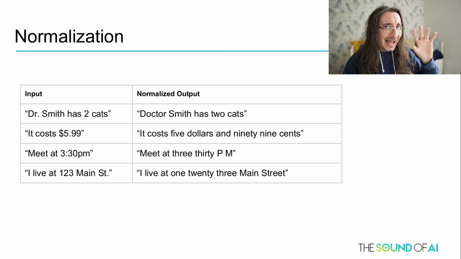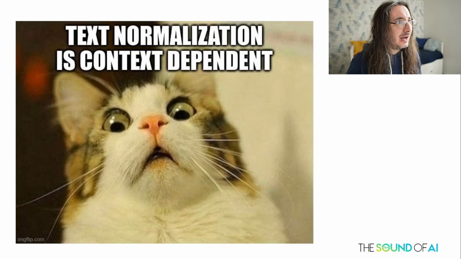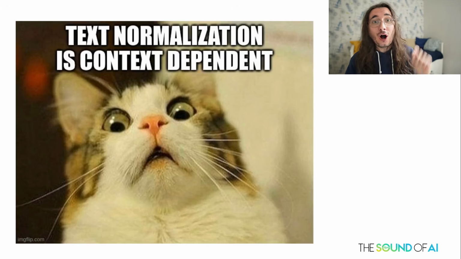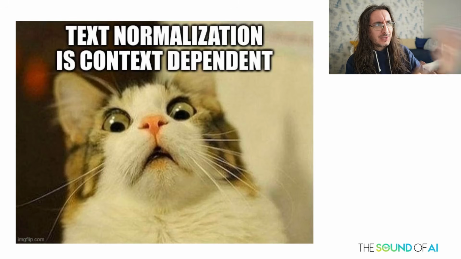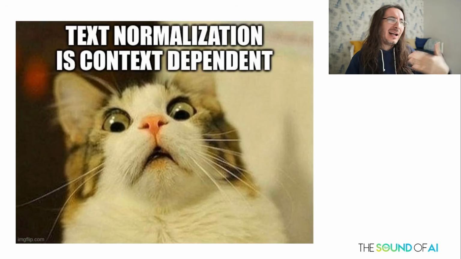Right, but as you can see, the main problem we have with normalization is that it's context dependent. Like for example, the case of "Dr.", right? It could be doctor, it could be drive, but it really depends on what's around that. So this makes normalization a somewhat quite challenging process.